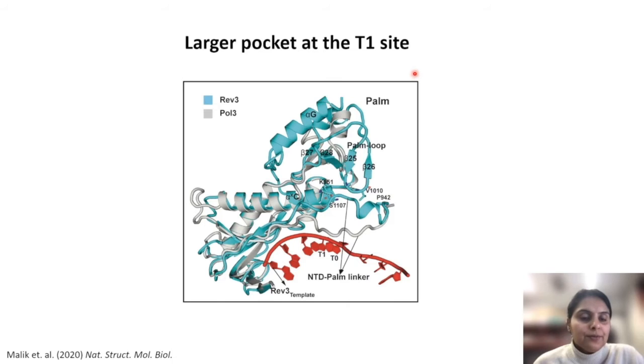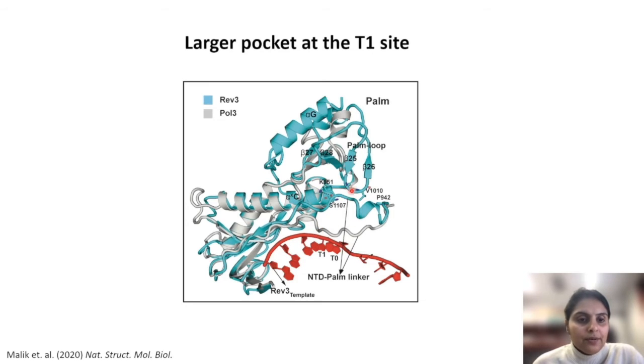To illustrate that further, this is the zoomed out version of the active site where the DNA is in red, the Rev3 is in cyan, and Pol3 is in gray. If we look at the linker which connects the NTT to the palm, we see that it's actually quite closed in to the T1 site in case of Pol3.